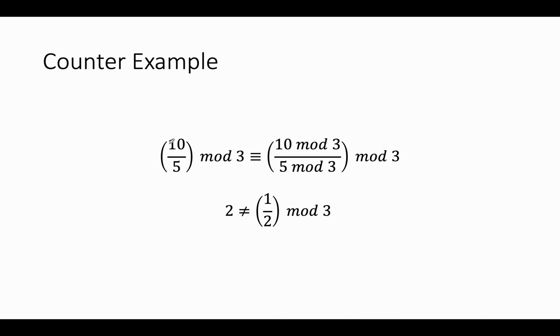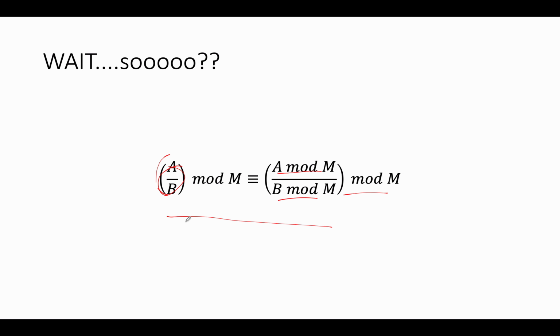Let's say our numerator is 10 and our denominator is 5. 10 over 5 is equal to 2, because 10 divided by 5 is 2. So 2 mod 3 is simply 2, hence the left hand side is 2. Then 10 mod 3 is 1, so this part here is 1. And 5 mod 3 is 2, hence we get a half on the right hand side. So half mod 3 is simply half. We notice that the left hand side is not equal to the right hand side. 2 is not equal to half. Hence, this particular equation does not hold and is not true.